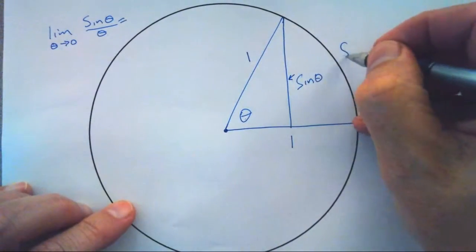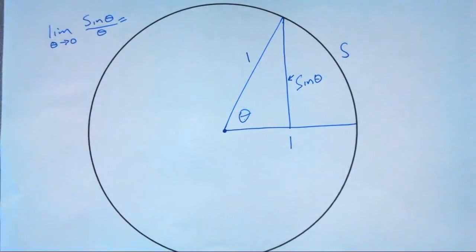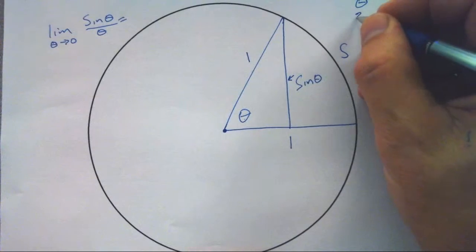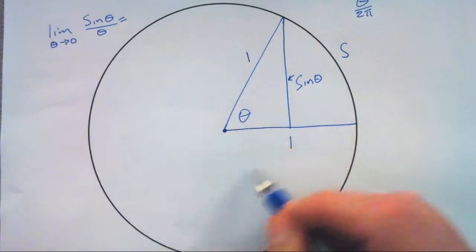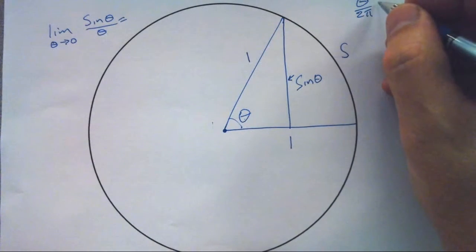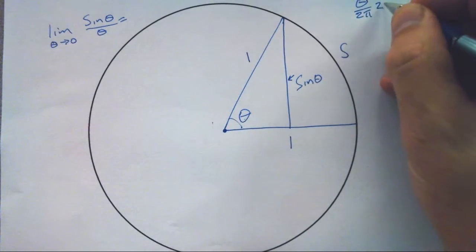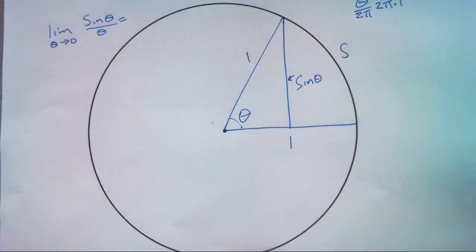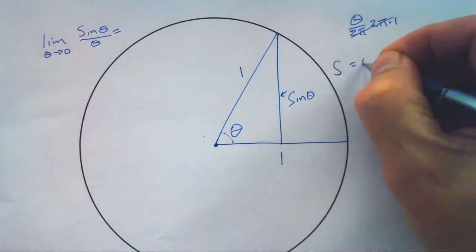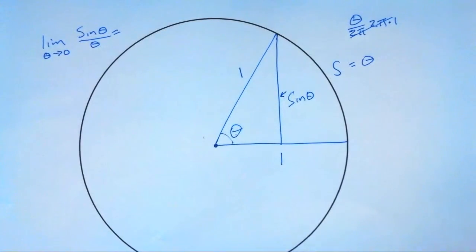Let's talk about this arc. And I always say this, an arc is just a fraction of the circumference. What fraction are we dealing with? Theta out of 2 pi. That much of the circle. Just theta of it, out of the entire 2 pi. What is the circumference of this circle? 2 pi r. But r is 1. Therefore, S is just theta. Okay? Let's go back to this.